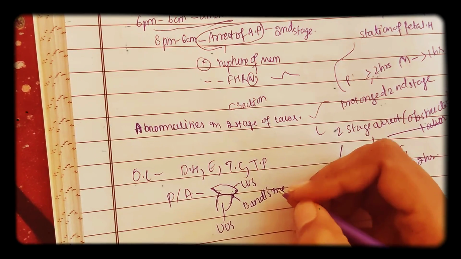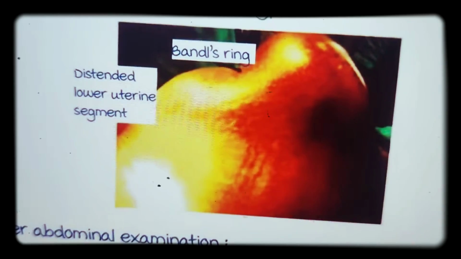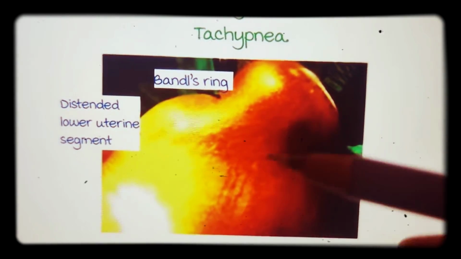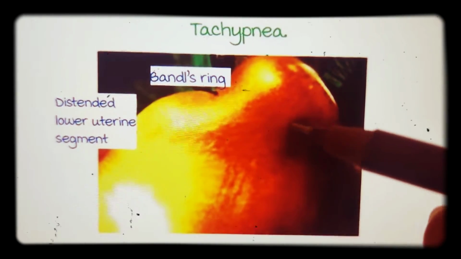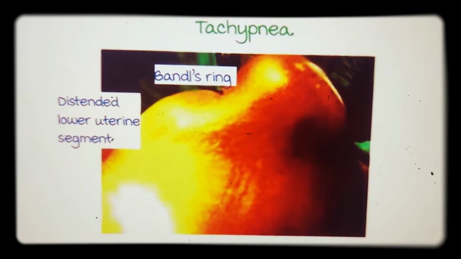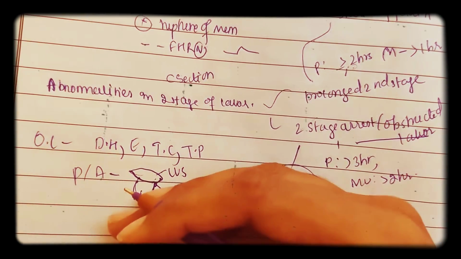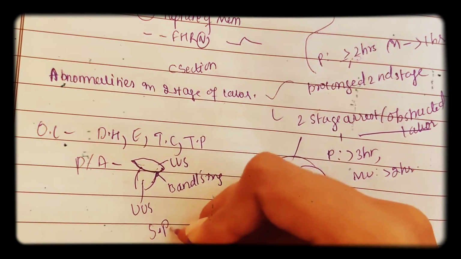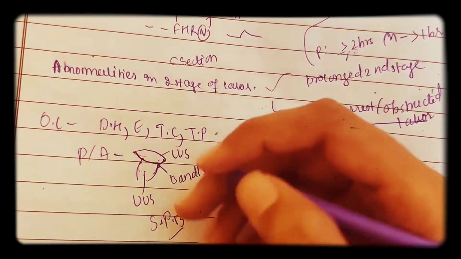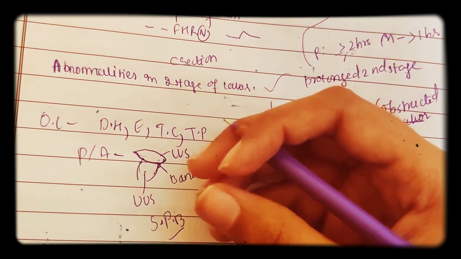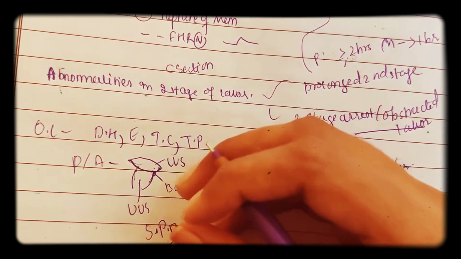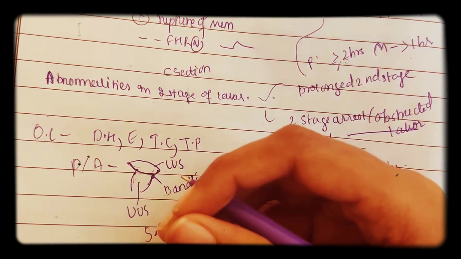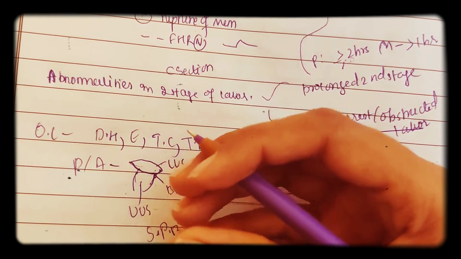Let me show that in a real diagram. Here you can see this is the Bandl's ring, this is the upper uterine segment, and this is the lower uterine segment. In between you can see the ring-like structure, Bandl's ring. And remember, fetal distress is also present and suprapubic bulge is present. Why is suprapubic bulge present? Because the bladder of the mother is compressed between the fetal head and the pubic symphysis. Because of this, there is suprapubic bulge in the mother.